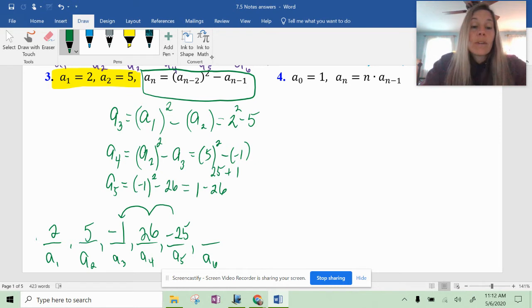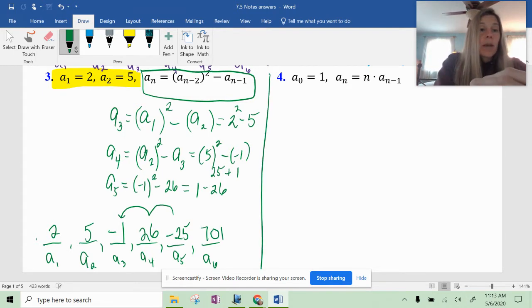So negative 25, 2 numbers before that. Oh, sorry, to find this one, 2 numbers before that would be 26. So 26 squared. And then I would subtract the negative 25, which really means you're going to add it. And that works out to be 701. And that is how you would figure out the terms using that recursive rule.